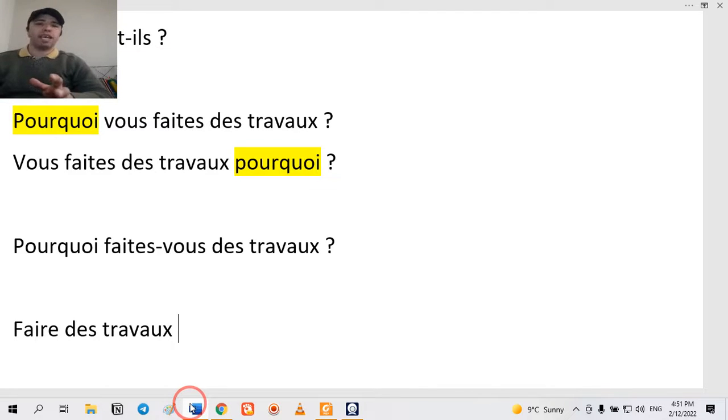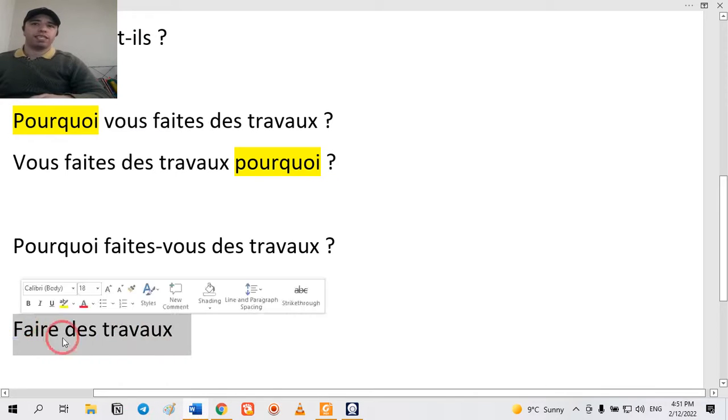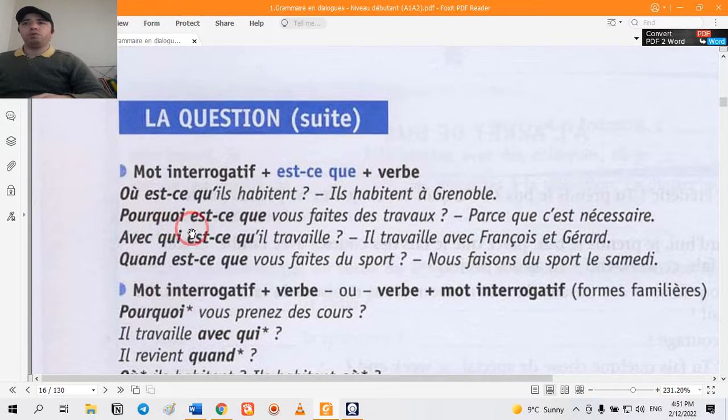Whenever you do something at home related to repairing or fixing something, suppose fixing a tap, a hose, or a pipe at home, or there's a problem with the wall, you make it smooth and after that you paint it. Everything that you fix or do as a repair at home means faire des travaux. Faire des travaux. So, pourquoi est-ce que vous faites des travaux? Why do you do this repair?